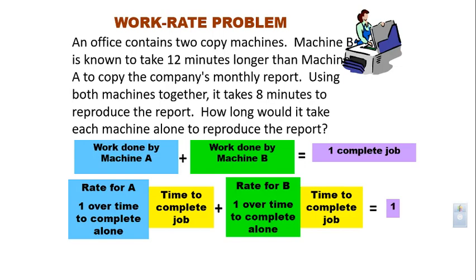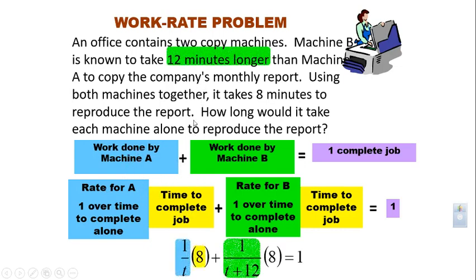So what is the work done by machine A? It's the rate at which machine A is doing the work multiplied by the time it takes to complete the job. So machine A takes 8 minutes to do the one job, right? And you multiply that by 1 over t, which is the time it takes to complete the job, all right? And then machine B takes 12 minutes longer than machine A.